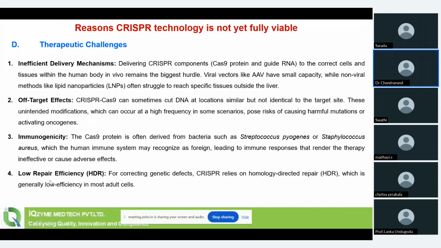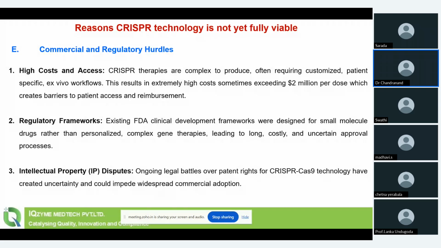So, low repair efficiency, which I had mentioned earlier while discussing the HDR methodology for CRISPR, correcting gene defects. CRISPR relies on homology-directed repair, which is generally low efficiency in most adult cells. Then there are commercial and regulatory hurdles, which you might also be aware of.